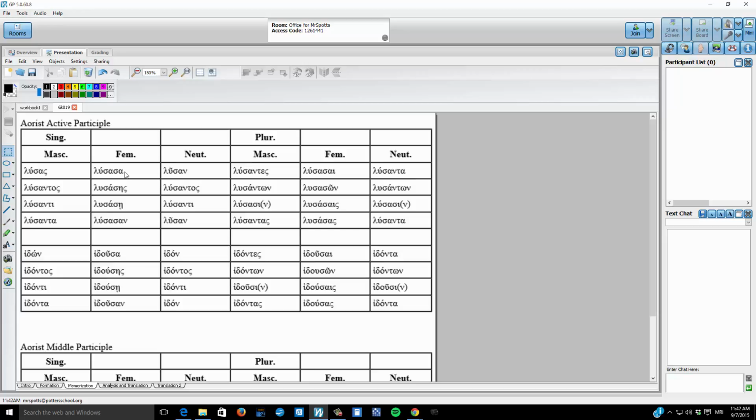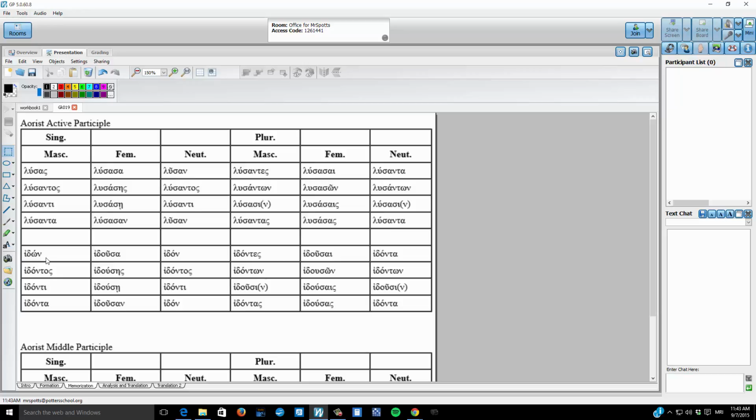What happened to the feminine? Notice it's got the aorist stem with the sigma alpha, but then it's first declension. Just like you saw in the present active participle, the masculine and neuter are third declension and the feminine is first declension. So there's the first aorist, like lusas, lusasa, lusan.